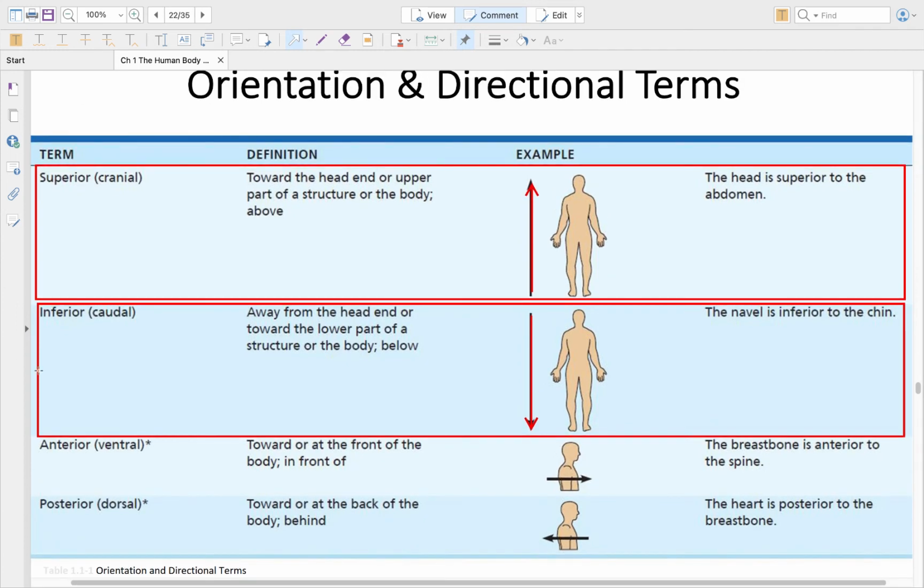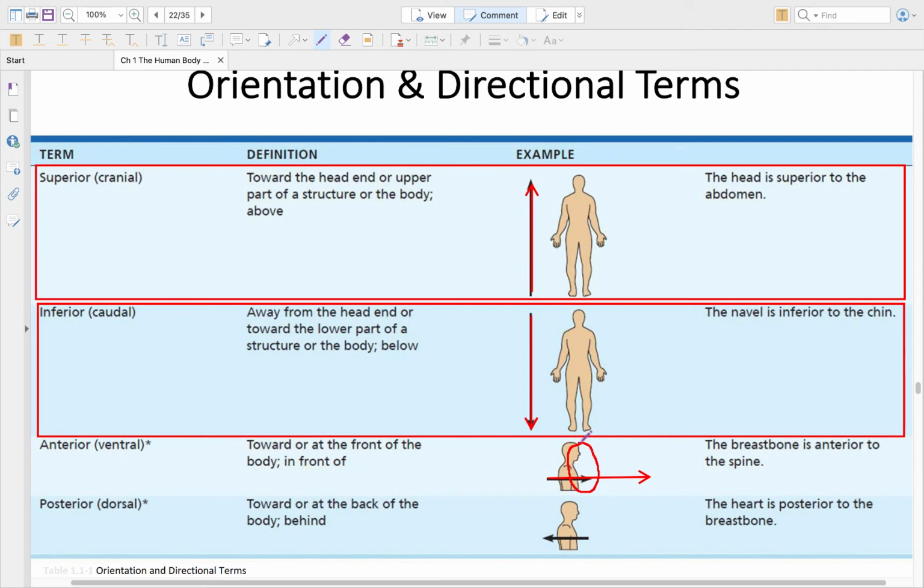All right, next term, ventral. Okay, if you look at our guy right here, ventral, in the example, you see the arrow moving forward because that's exactly what it means. It's in reference to body parts that are at the front of your body. The ventral side is the front side.